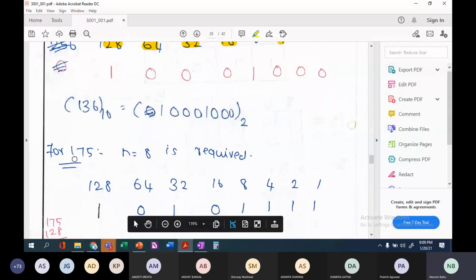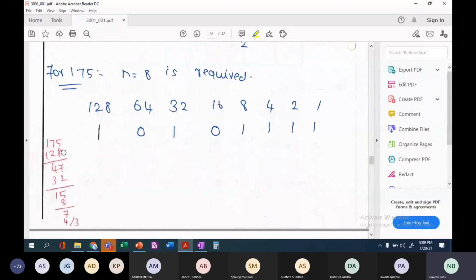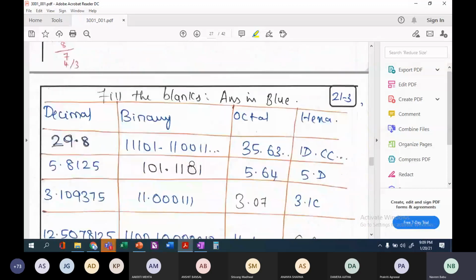So again, one more example. 175. How can you represent it? The positional weights are 1, 2, 4, 8, 16, 32, 64, 128, and after this 256 will be there. So 256 is more than 175. So the number of bits required are 1, 2, 3, 4, 5, 6, 7, and 8. 8 bits are required. So I hope this is clear.